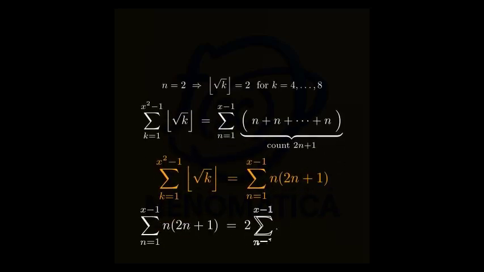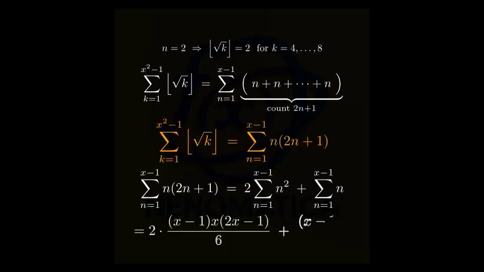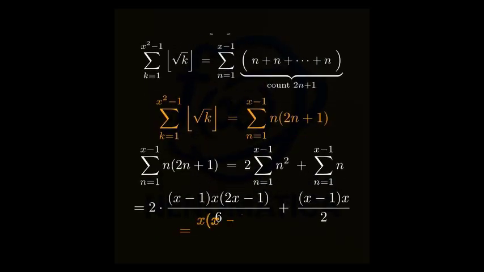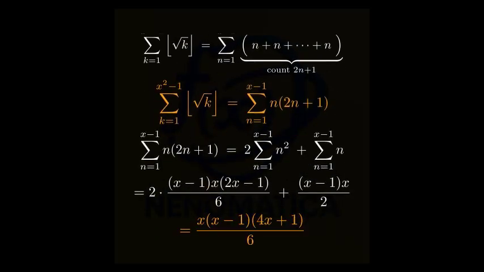We get 2 times the sum of n squared plus the sum of n. Using the formulas, this equals 2 times x minus 1 times x times 2x minus 1 over 6, plus x minus 1 times x over 2. Now simplify. First combine over 6, factor out x times x minus 1, and notice 4x plus 1 appears. In factored form, the sum equals x times x minus 1 times 4x plus 1, all over 6.